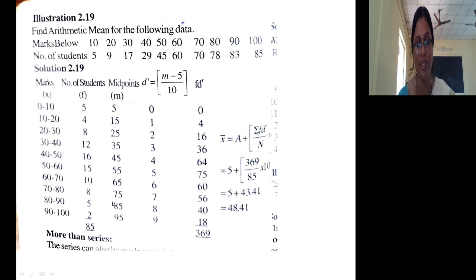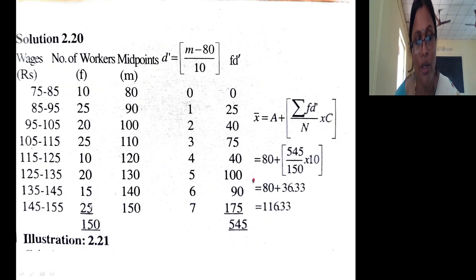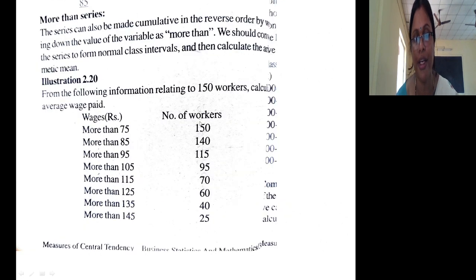Like that I arrived at the frequencies. You just see how I arrived. So 25, 15, 20, 10, 25, 20, 25, 10. The sum of these should be 150.